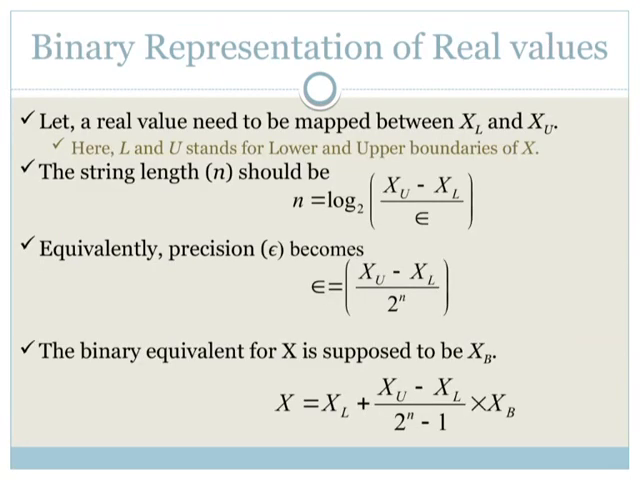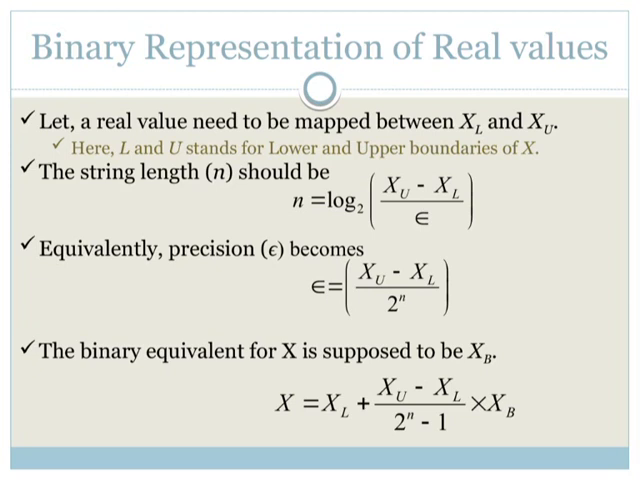So now we have an interesting problem over here: binary representation of real values. That is how any real value can be represented in a binary format. Suppose a real value needs to be mapped where the lower and upper ends are XL and XU, where L and U stand for the lower and upper boundaries of X, and the string length of the chromosome is suppose small n.